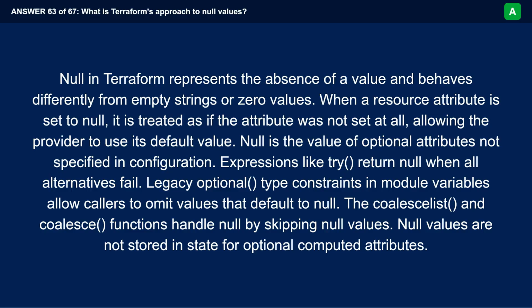Expressions like try return null when all alternatives fail. Legacy optional type constraints in module variables allow callers to omit values that default to null. The coalescelist and coalesce functions handle null by skipping null values. Null values are not stored in state for optional computed attributes.